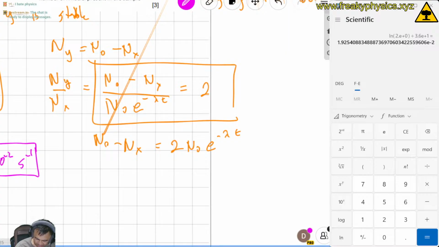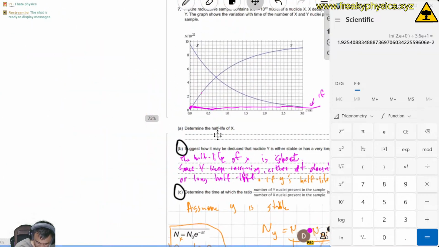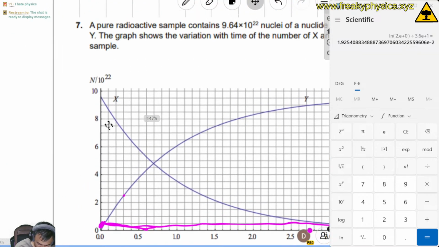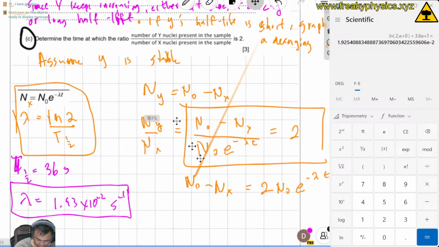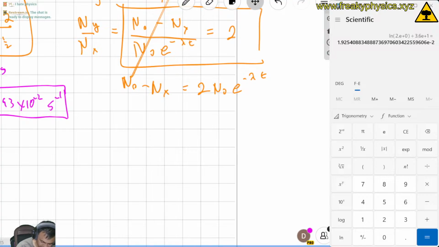Is there anything else we need to know? Do we need to know the n? Yeah, we do know n0. It's 9 times 10 to the 22. So since we know n0, we put that here. So 9 times 10 to the 22 minus nx should be equal to 18 times 10 to the 22 e raised to negative lambda t. Then from here, we just divide this by this.